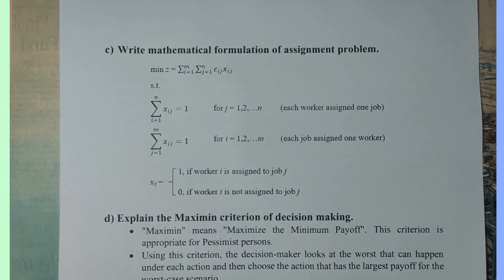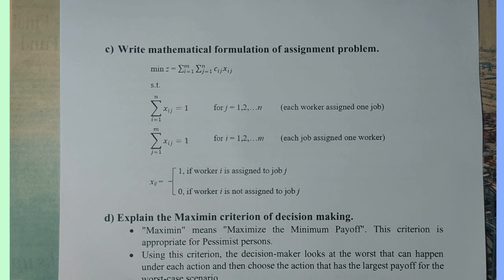Next, question number 1C, write the mathematical formulation of assignment problem. So minimum Z equals summation of i equals 1 to m, and summation of j equals 1 to n, Cij into Xij. The next is subject to constraints. So the first one is summation of i equals 1 to n, Xij equals 1 for j, that is 1, 2, up to n.